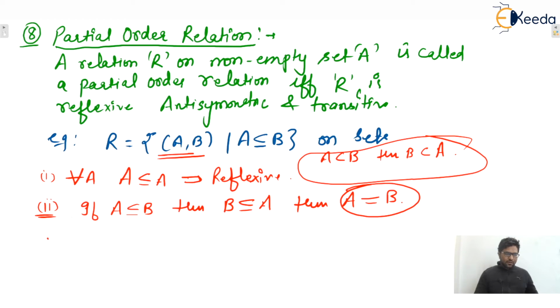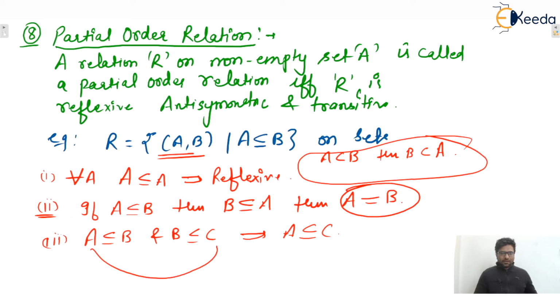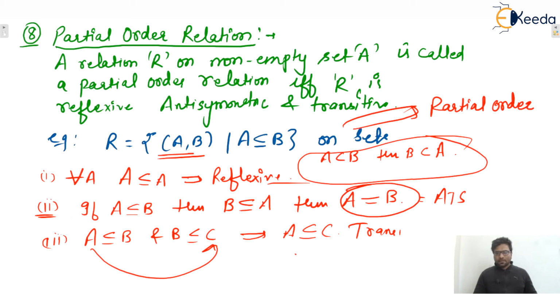Third one, let's say whether this is transitive or not. Let's say A is a subset of B and B is a subset of C. Then guaranteed A is a subset of C, so A will be related with C. That is transitive as well. So this is antisymmetric, transitive and reflexive. That's why this particular relation is a partial order relation. I hope this one is clear to everyone. Any doubt? These are the types of relation.